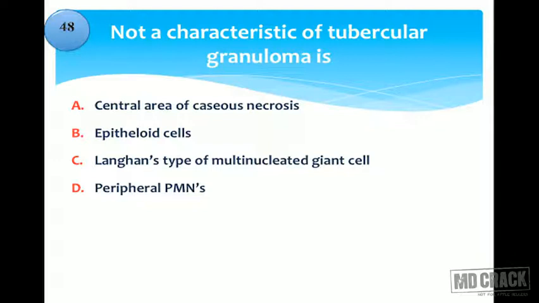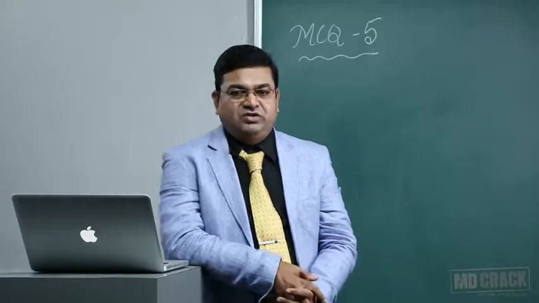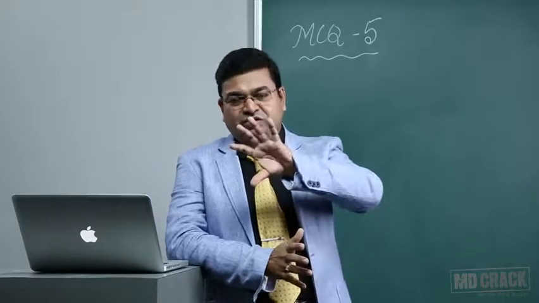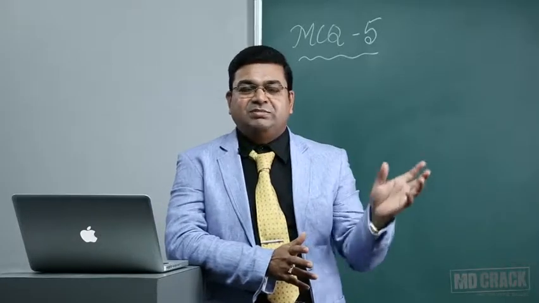Remember, granuloma formation is a chronic inflammatory process. It is not acute. So there is no role for the neutrophils as such. So the answer should be peripheral PMNs, that is polymorphonuclear cells, nothing but neutrophils. So you will not usually see the neutrophils in tubercular granulomas. Classic granulomas will show cuffing by the lymphocytes and plasma cells.